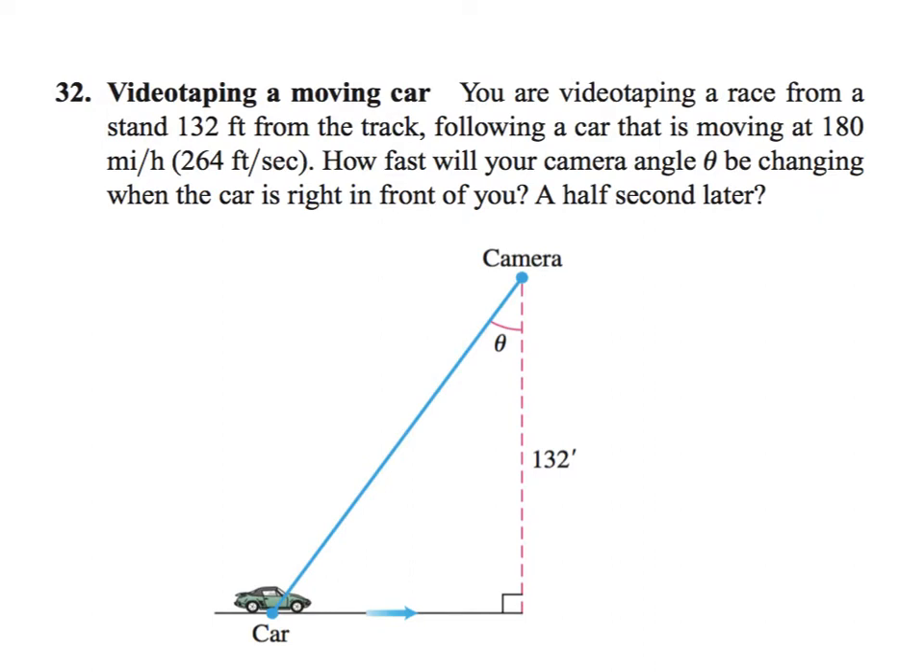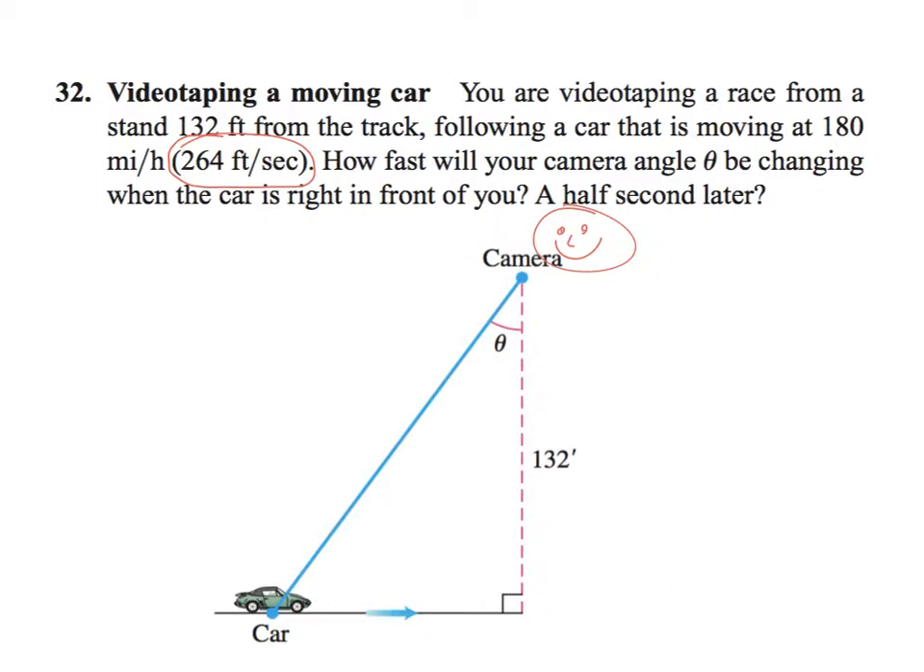So here's another related rates problem. In this case, you are videotaping a race car from a stand 132 feet from the track. Here's you. You're up here videotaping. Okay, you're videotaping a race car from a stand 132 feet from the track, following a car that is moving at 180 miles per hour, which turns out is 264 feet per second right here.